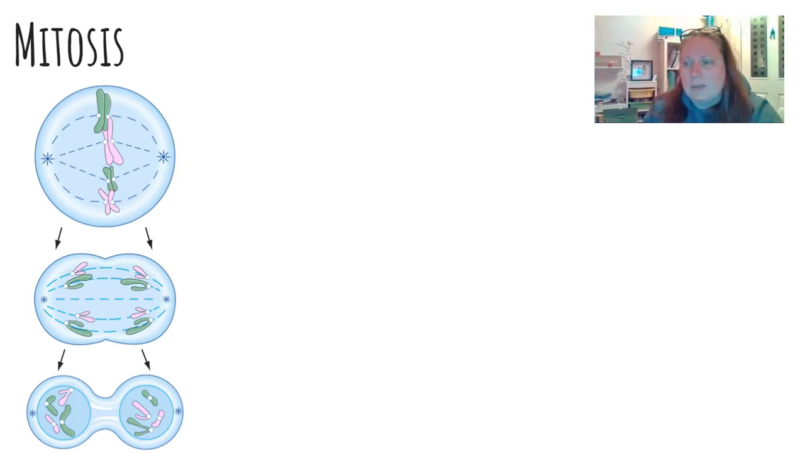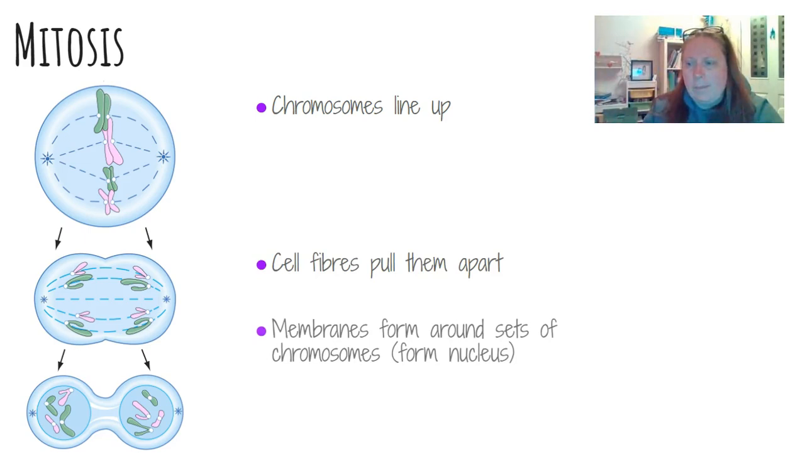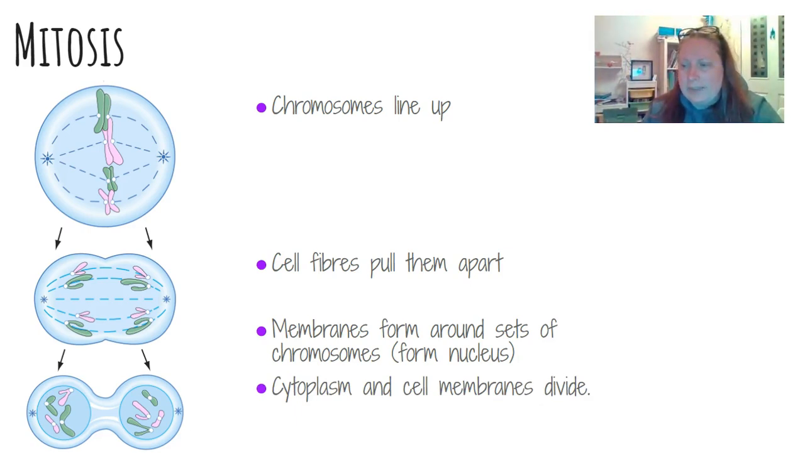Once its contents and DNA have been copied, the cell is ready for mitosis. The chromosomes line up at the center of the cell, and cell fibers pull them apart. The 2 arms of the chromosomes go to opposite ends of the cell. Membranes form around each of the sets of chromosomes. These become the nuclei of the 2 new cells. The nucleus has divided. Lastly, the cytoplasm and the cell membrane divide.